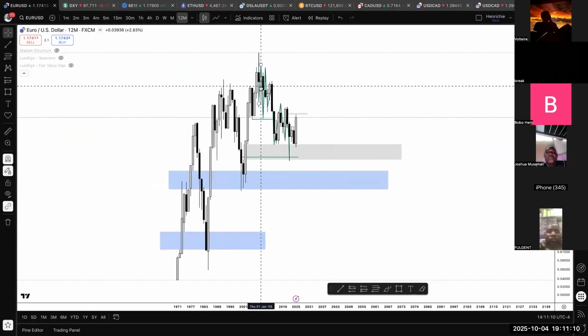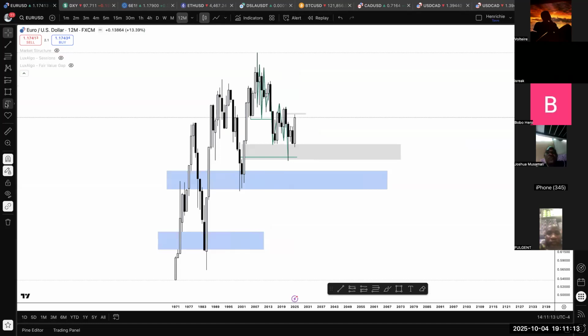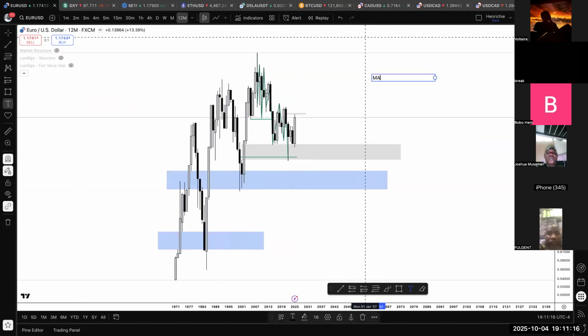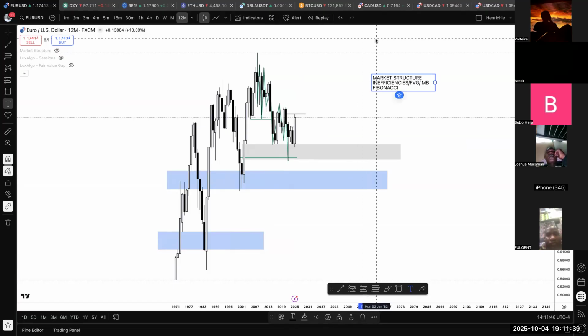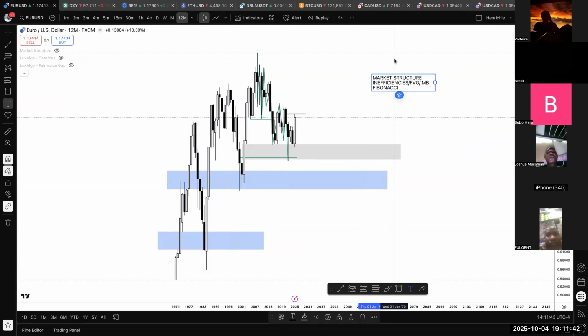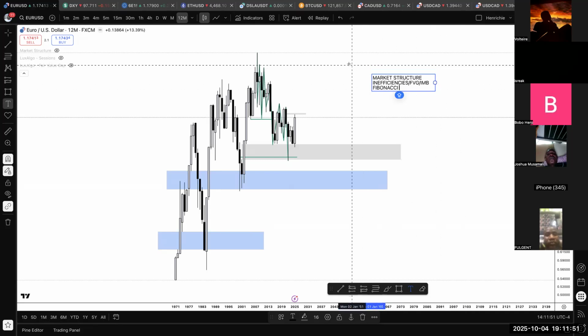Yes, so basically, the three most important things you need to understand in trading. One is market structure. And the second one is inefficiencies, also known as fair value gaps and imbalances. So they're all the same. And then the last but not the least is Fibonacci. So tomorrow we're going to cover Fibonacci, how you can use Fibonacci from the higher time frame to the lower time frame for entries. But today our focus is just going to be on how to align market structure with inefficiency or fair value gap and imbalance.